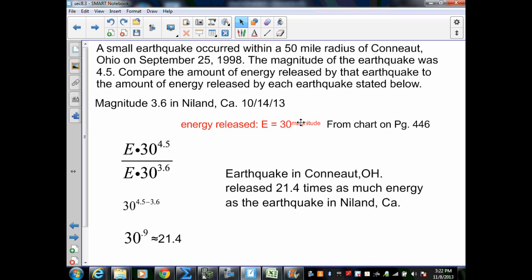So what we can do is compare the ratio of these two earthquakes. We put the larger on top, and we have the energy released of the Conneaut, Ohio earthquake is 30 to the 4.5 over the energy released of the California earthquake, which is 30 to the 3.6. I have common bases, so I can simplify this ratio to be 30, and we just subtract the exponents. 4.5 minus 3.6 gives me 30 to the 0.9 power, which is approximately 21.4. Therefore, the earthquake in Conneaut, Ohio released about 21.4 times as much energy as the earthquake in Niland, California.